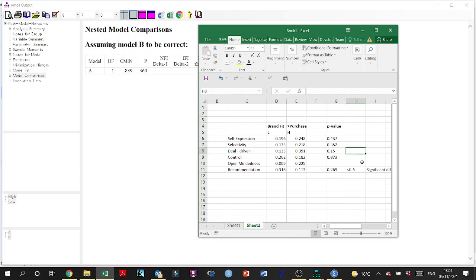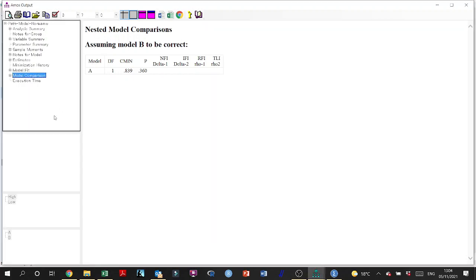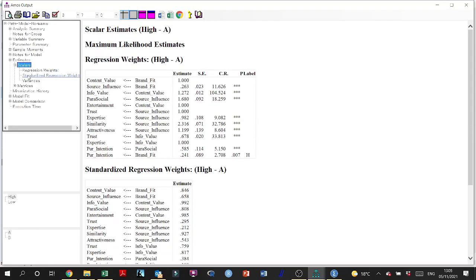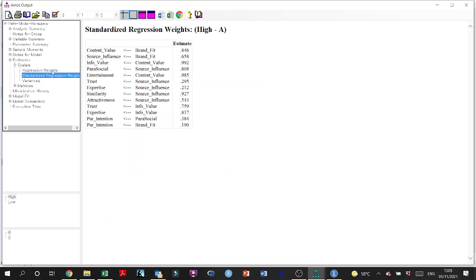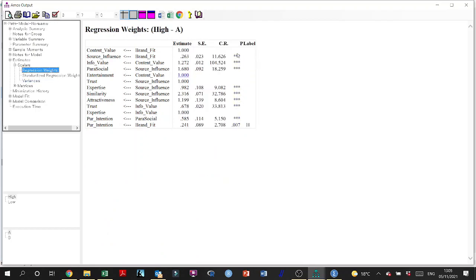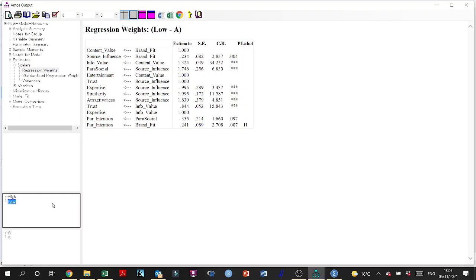Okay, so now this is the last relationship here, 0.360, and it is below 0.6, so there is a significant difference. And now I'm going to have to type in here the standardized values for the low group and the high group on the purchase, on the brand fit over the purchase. First, let's go here: estimates, scalars, and standardized regressions. As you can see here, all these are significant for the high, and all of them are significant.